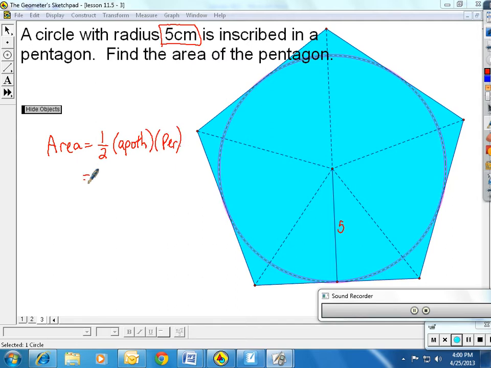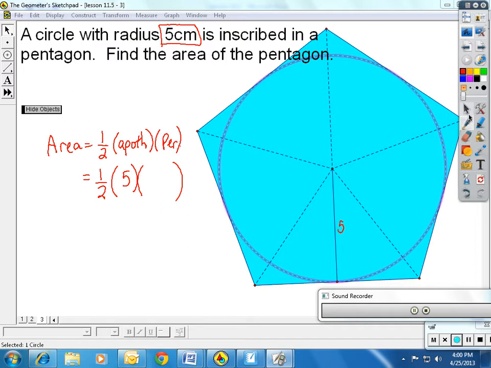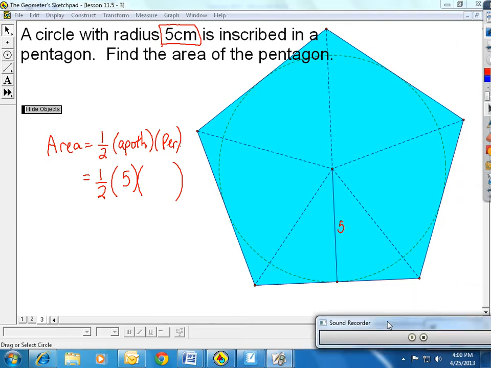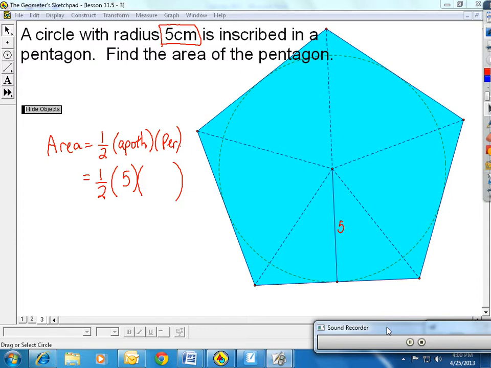So far we're only fortunate enough to have the apothem. That's 5 centimeters. Looks like we need to hunt for the perimeter. Just like in the last problem, we were able to use the angle measures of the triangle to figure out the sides. And that's what we're going to do now.